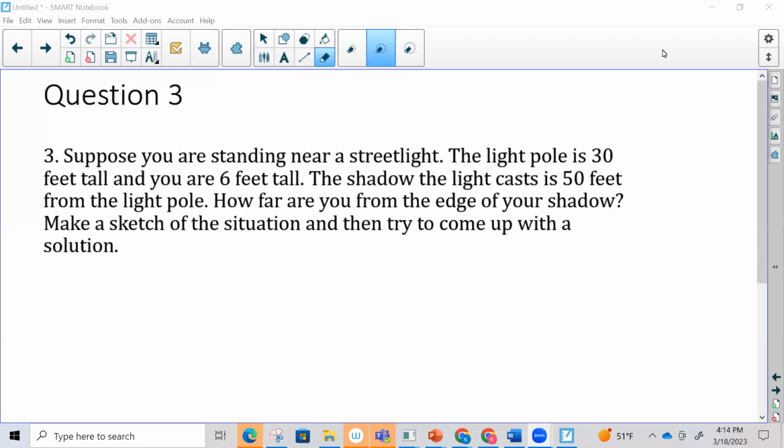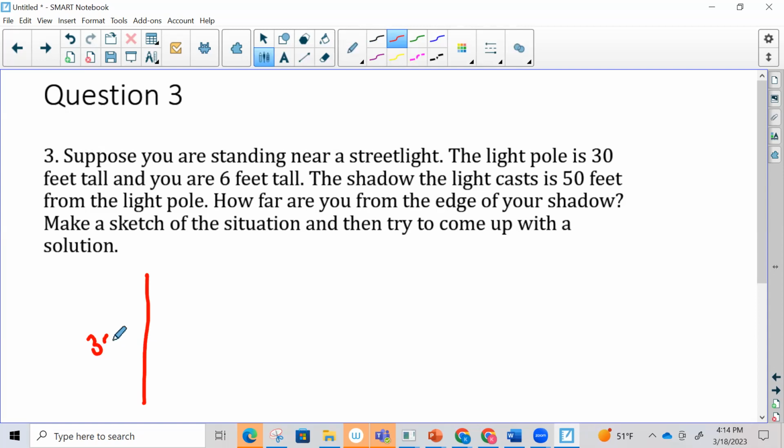So this is the last question on the task 20. It says, suppose you're standing near a street light. The light pole is 30 feet tall and you are 6 feet tall. Okay, so you have a street pole, which is straight up and down, and this is 30 feet. Okay, or a light pole. And you're standing somewhere and you are 6 feet tall.